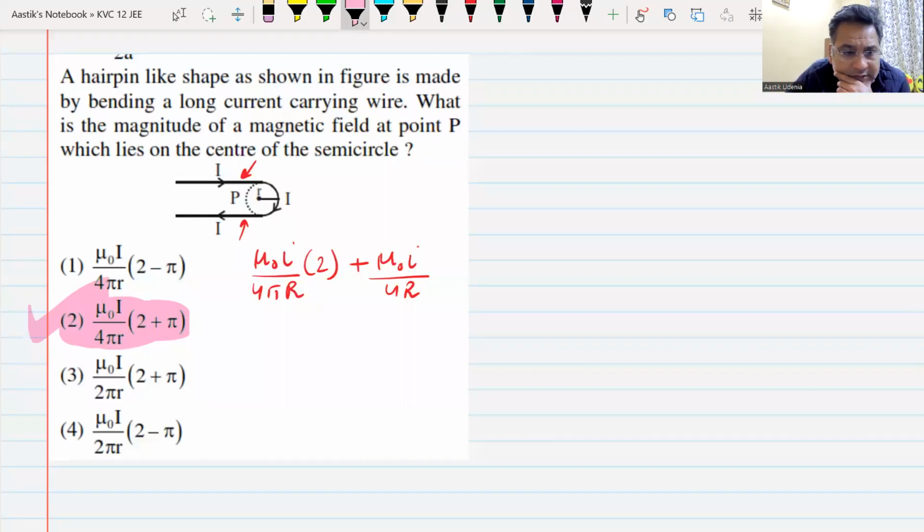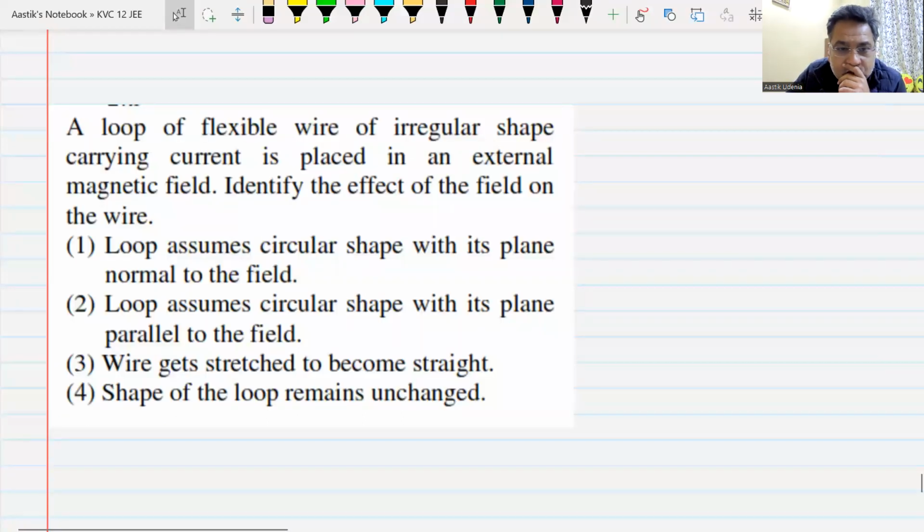Okay then, let's move ahead and give you this question. I hope you can at least give me the answer for this question. A loop of flexible wire of irregular shape carrying current is placed in an external magnetic field. Identify the effect of the field on the wire. I'll give you 2 minutes to give me the answer for this one.